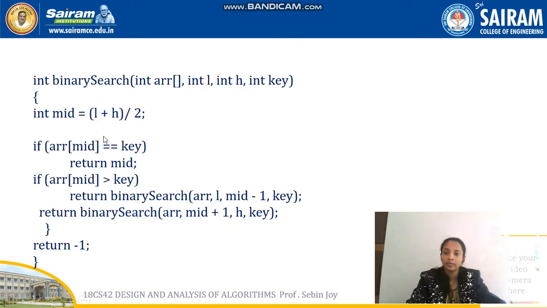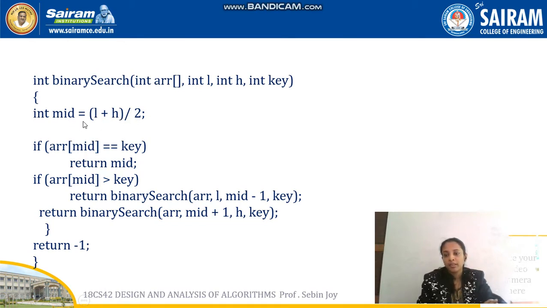And this is the algorithm, the pseudocode for this. It has parameters: the array, low, high, and key. Low is 0. High is equal to n minus 1, because the last element will be n minus 1. And the key element. First thing is you have to find the mid value. Mid value is low plus high by 2.